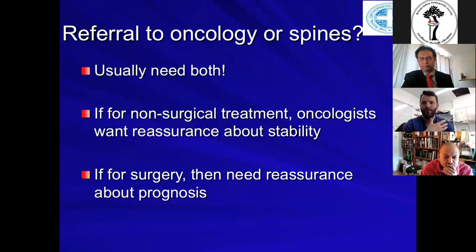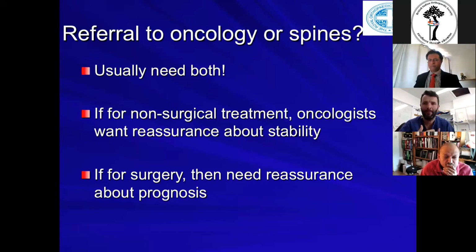Once you've done those investigations, you've done the history, you've done the examination, you've come up with a list of differential diagnoses, and you've employed a battery of investigations to work out which of your differentials is your diagnosis, you've now made it. And the patient now has, for instance, metastatic lung cancer spread to the spine. Who are you going to speak to?